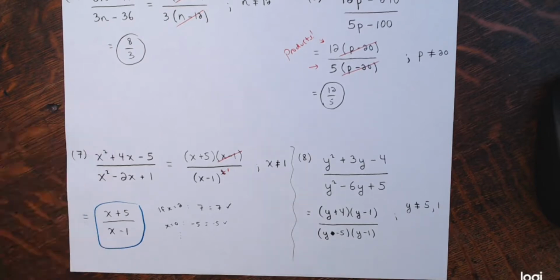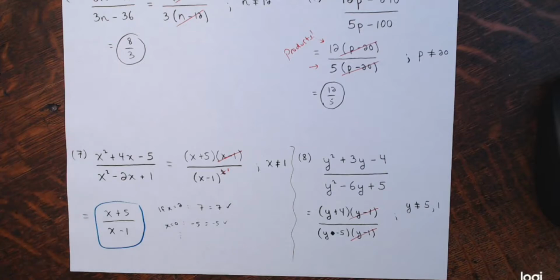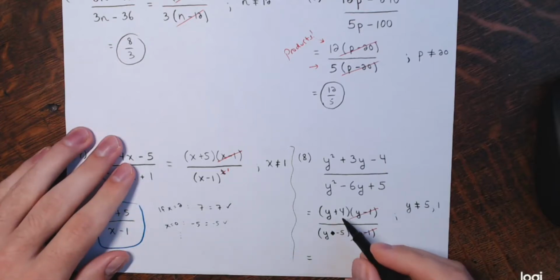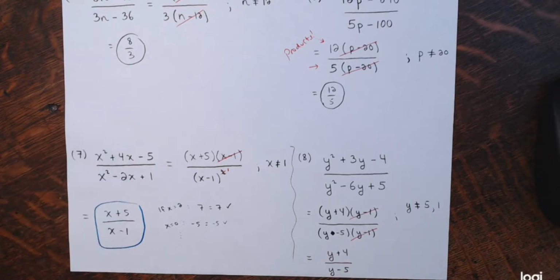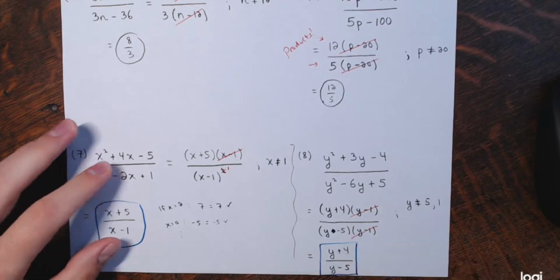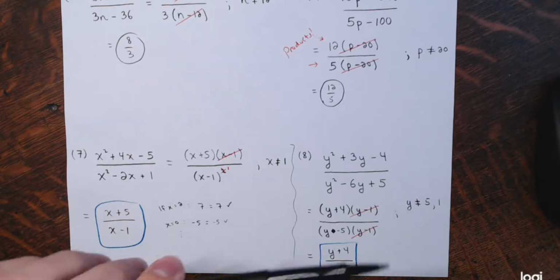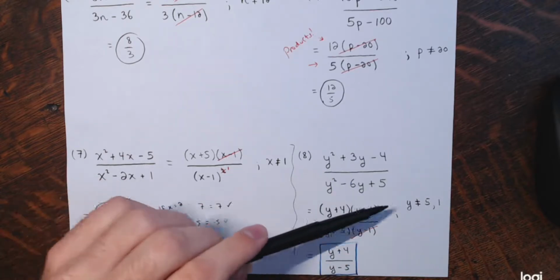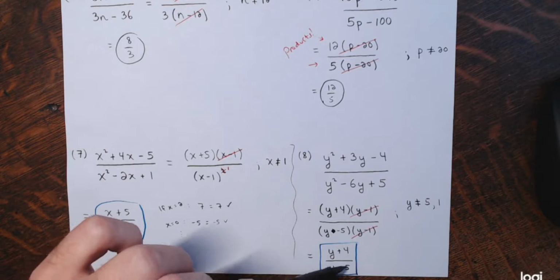Right? And now that I have the values I can't use, then we'll cancel. And I'm seeing the common factor of y minus 1 in the numerator and denominator. So all I'm left with in the numerator is y plus 4 divided by, and what I'm left with in the denominator is y minus 5. And there you go. All right, so this fraction I started with simplifies to y plus 4 divided by y minus 5. All right, once again, replace y with anything except 5 or 1, and the value of the original fraction will be exactly the same as the value of this simplified fraction.